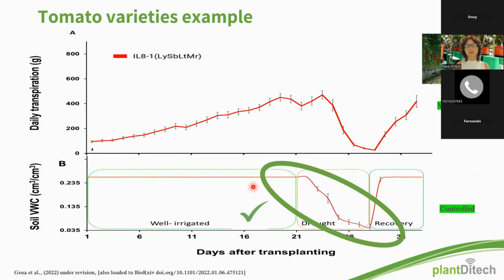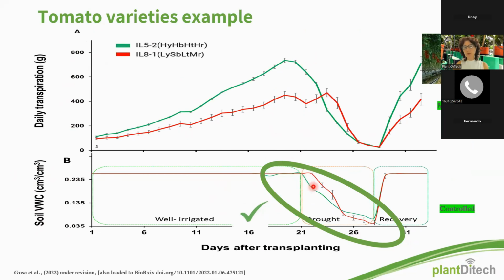This is a normal drought experiment. This example was done with tomatoes. You can see this is one line and we control this soil water content here. In the meantime, we also measure the plant. So this is daily transpiration in this example. Now, if I'm adding another group, you see that we continue to maintain the same soil water content.